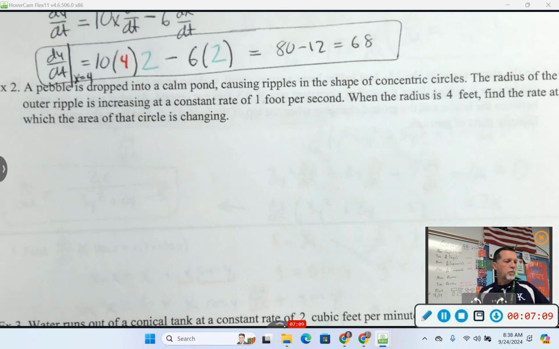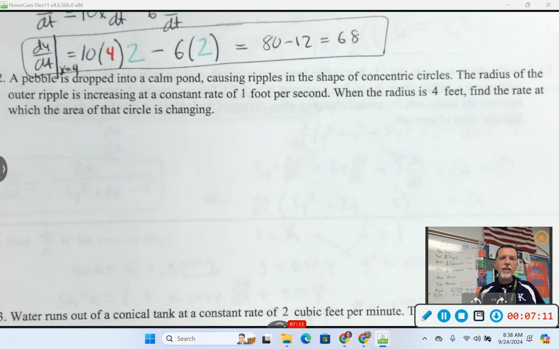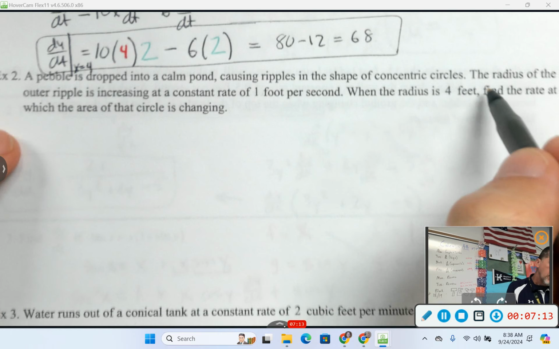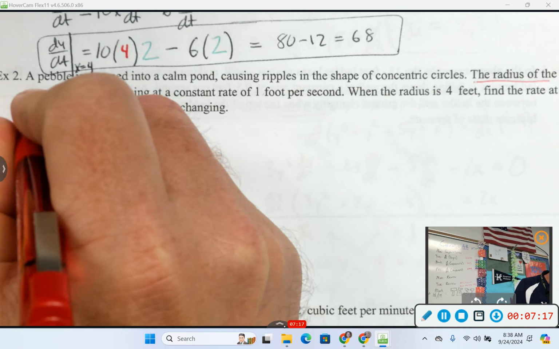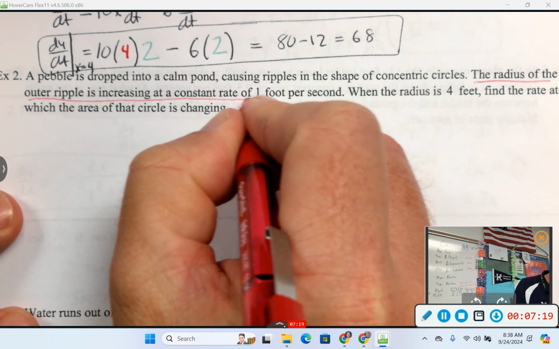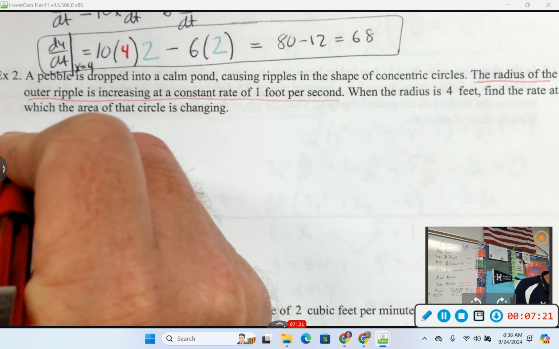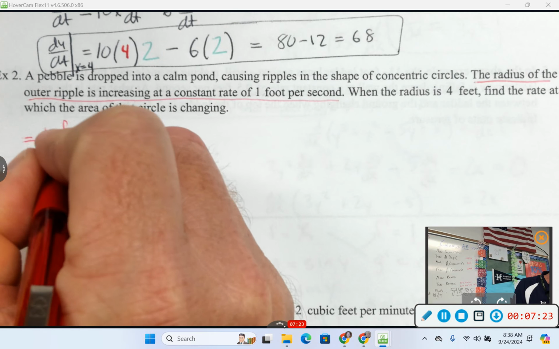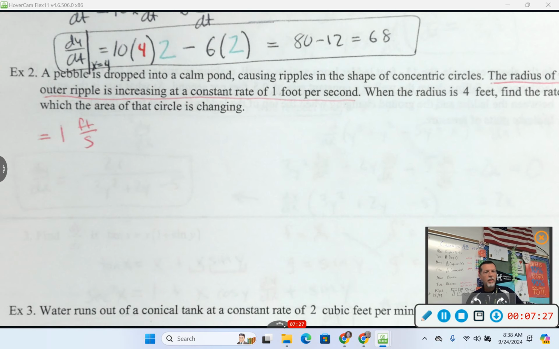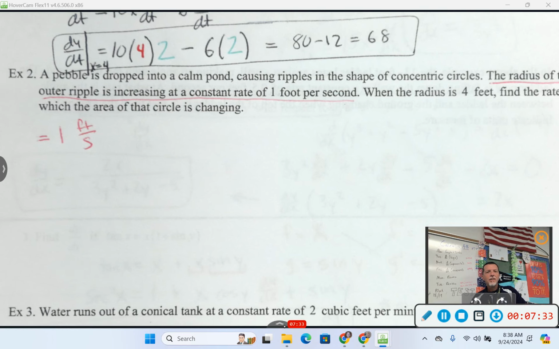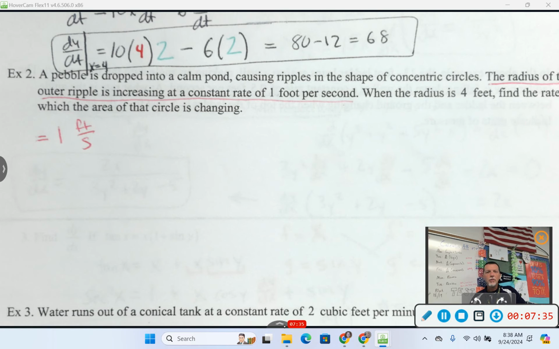Oh, we've got to interpret what they're giving us and what they're asking for here. The radius of the circle is increasing at a constant rate of 1 foot per second. So something is 1 foot per second. But what variable is equal to 1 foot per second? What am I going to set equal to 1 foot per second?